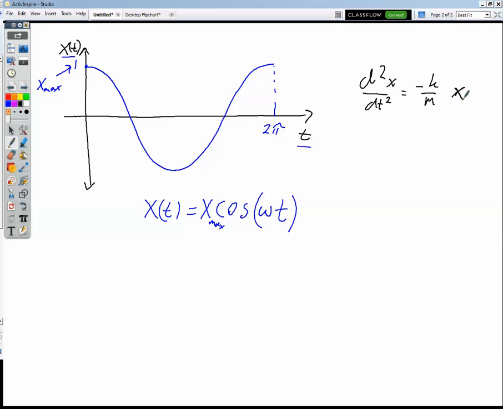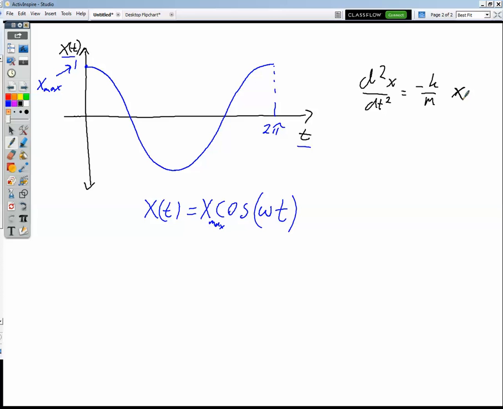We're not going to do it. It's beyond the scope of this lecture in this class. But whenever we have this situation, remember, the second derivative of position is proportional to the opposite of the position, then we end up with the conditions for simple harmonic motion.